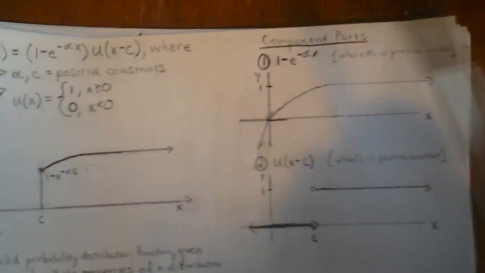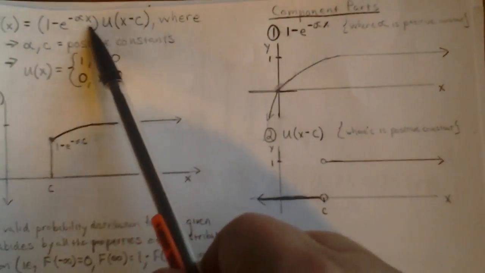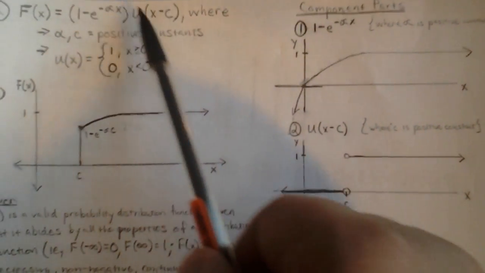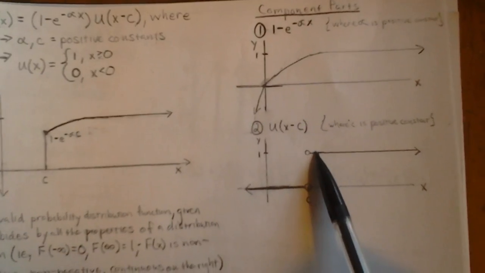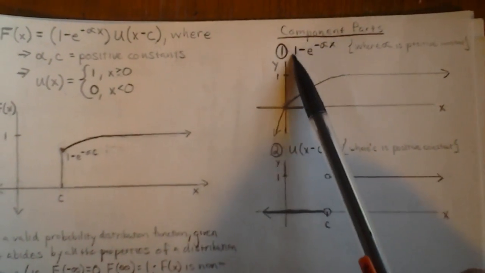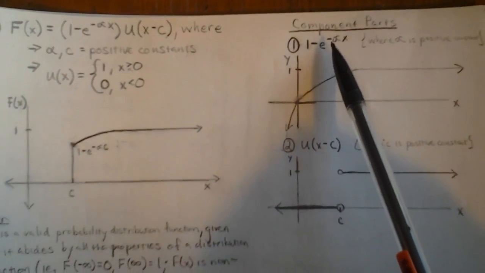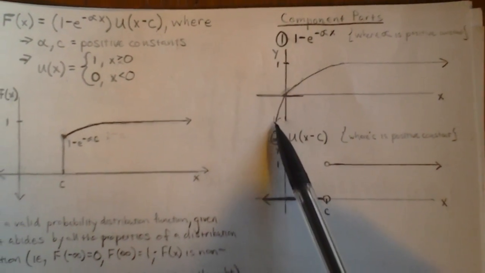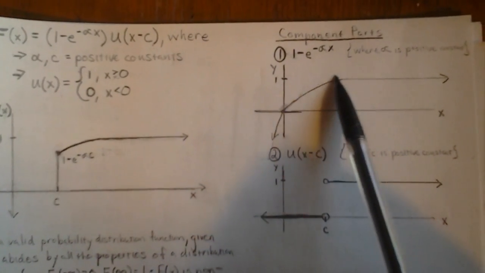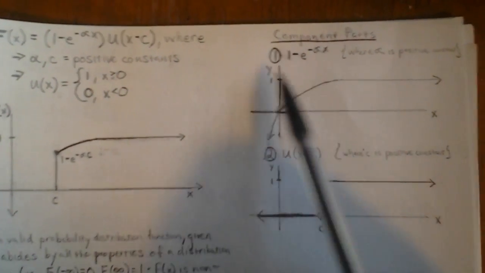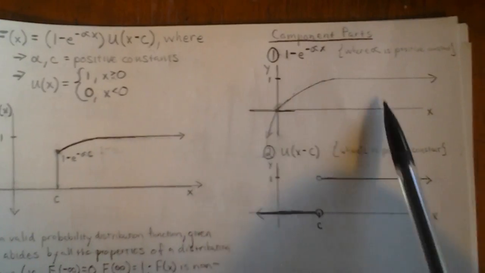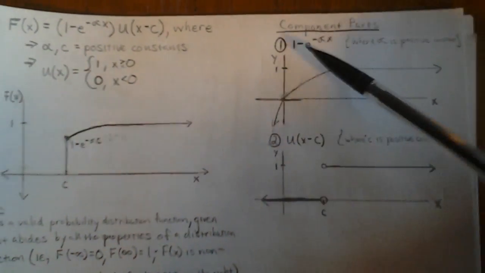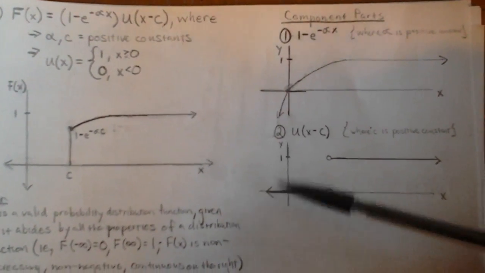If we look at the component functions right over here, this function corresponding to this picture, and this function corresponding to this drawing, we can see that 1 minus e to the negative alpha times x corresponds to this graph right here, at which point it plateaus as x increases. It plateaus toward 1. So that's our basic equation, and then it kind of dips down over here.